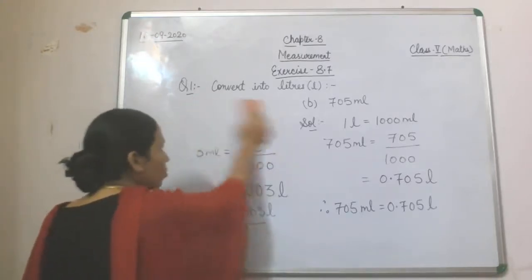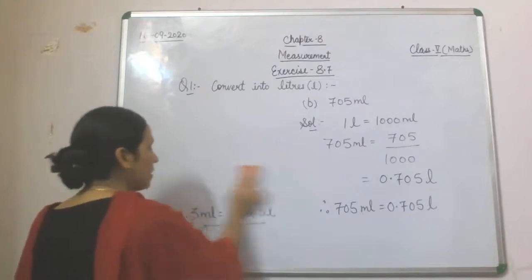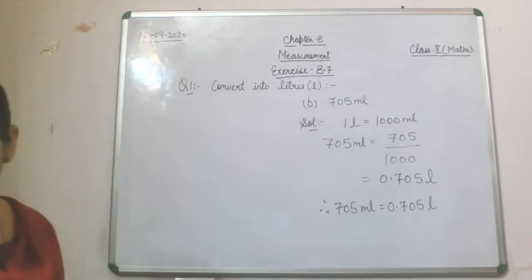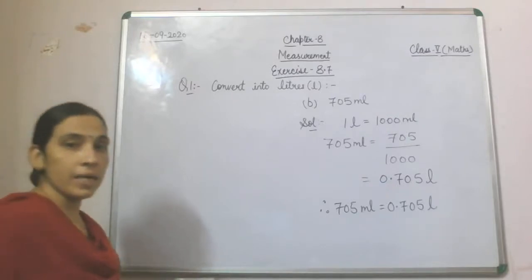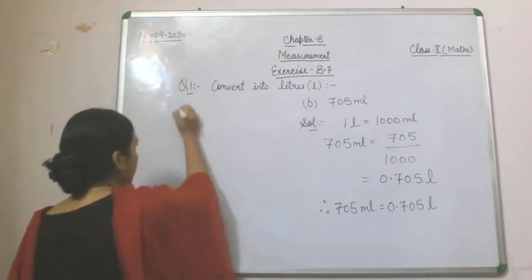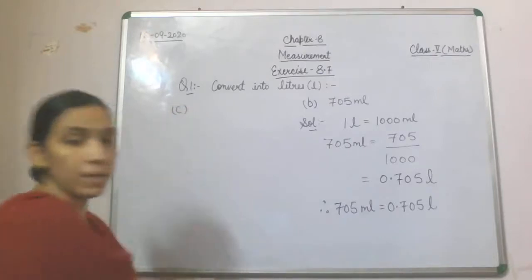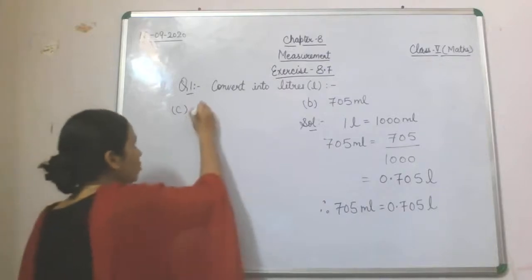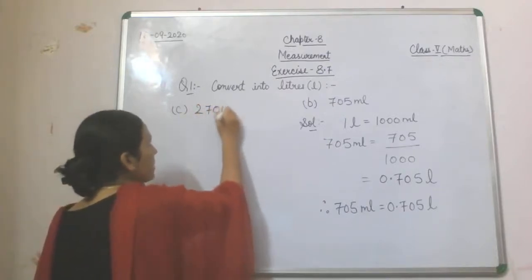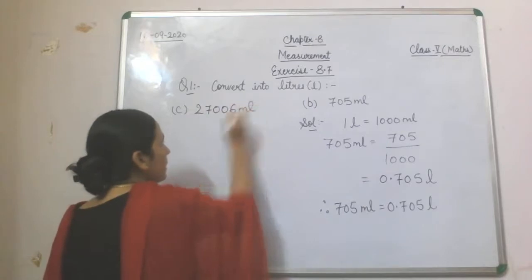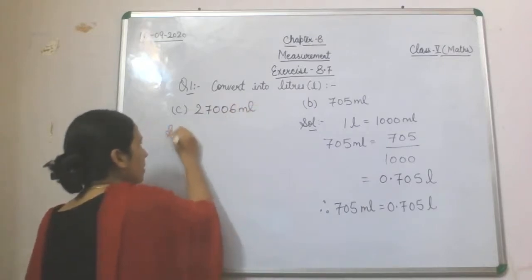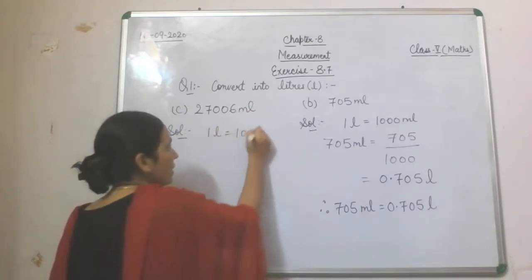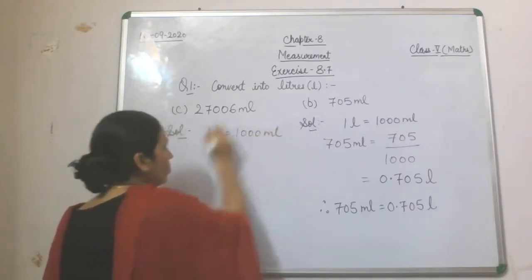So now we'll have the C part. Let's see the C part also. In the C part again you have been given milliliter and you are supposed to convert it into liters. So let's start with that. Now what is it in the C part? C part is 27,006 milliliter. So again the unit will be the same, 1 liter is equal to 1000 milliliter. So what will we do here?